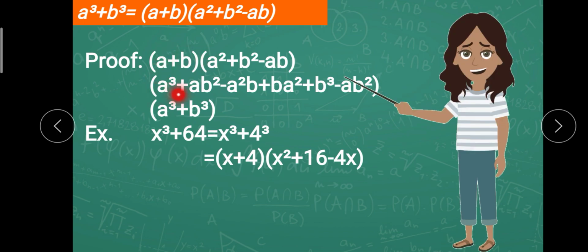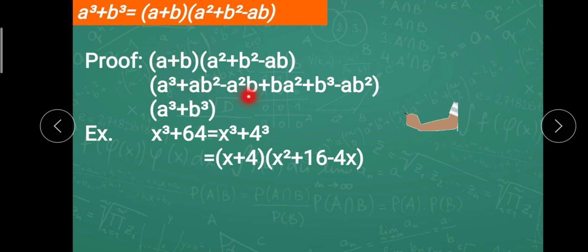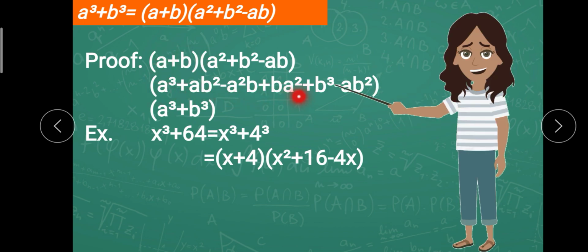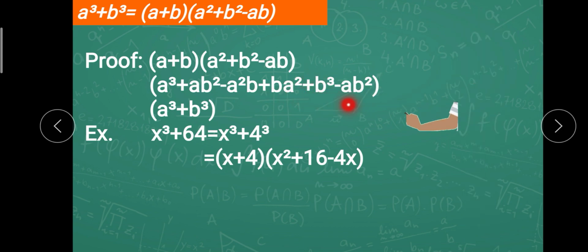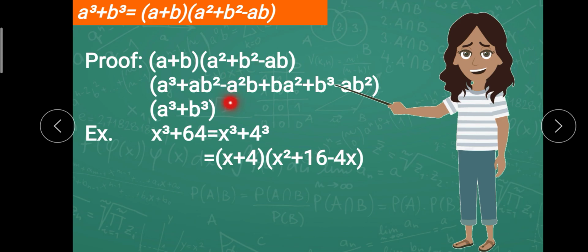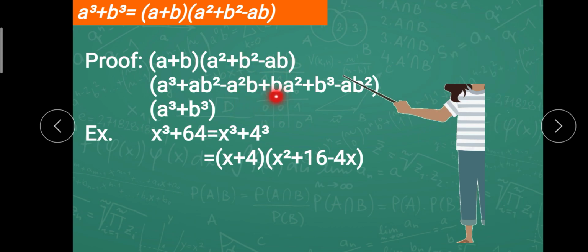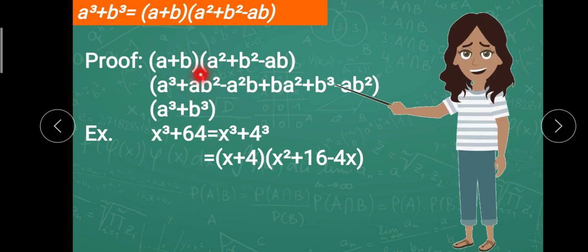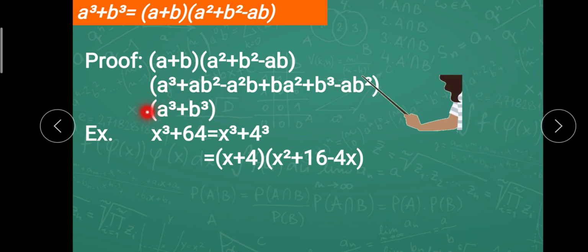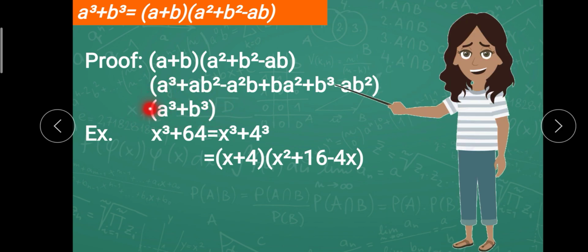So what we get, a cube plus ab square minus a square b plus ba square plus b cube minus ab square. Okay, now cancelling the similar term, you can see here minus a square b, and you can see here plus a square b. So these two terms cancel out. In the similar way, here plus ab square, here minus ab square. So these two terms also cancel out. What you get, a cube plus b cube. Okay, so this is the proof of this identity.